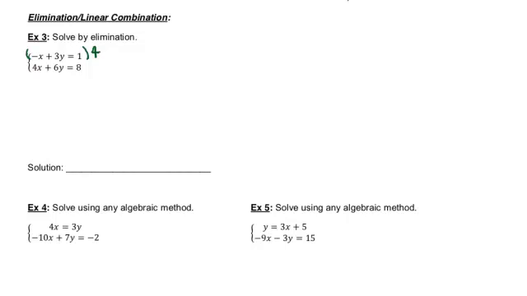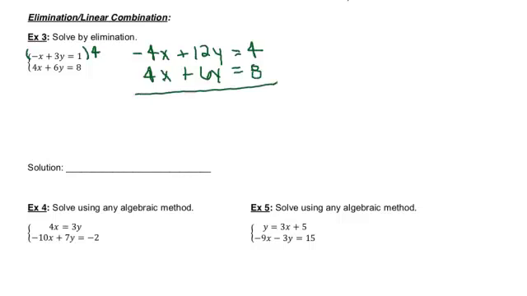So negative x times 4 is negative 4x, 4 times 3y is 12y, and 4 times 1 is 4. And then we're just going to rewrite our second equation, 4x plus 6y equals 8. And then we're just going to add the equations. A negative 4x and a positive 4x, which we know is 0, so that's gone. 12y plus 6y is 18y. And 4 plus 8 is 12.